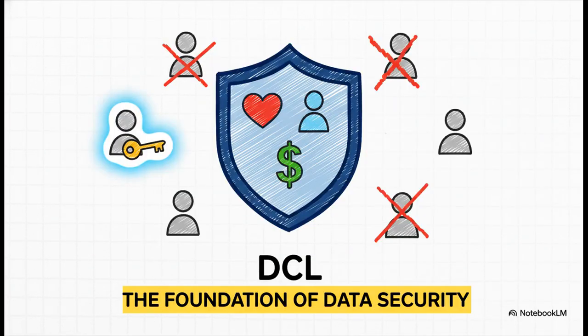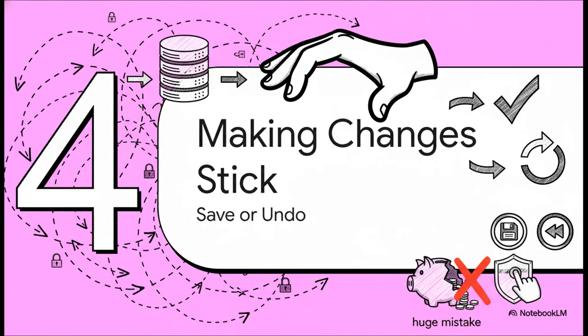And this is so important. Why does this matter? Because DCL is literally the foundation of all data security and privacy. It's how a big company makes sure a new intern can't just browse through everyone's salary information. It's how a hospital guarantees that a doctor can only pull up the records for their own patients. It's absolutely critical.